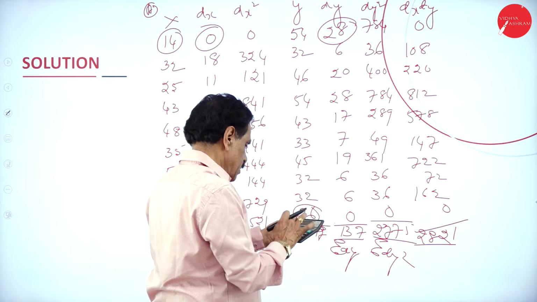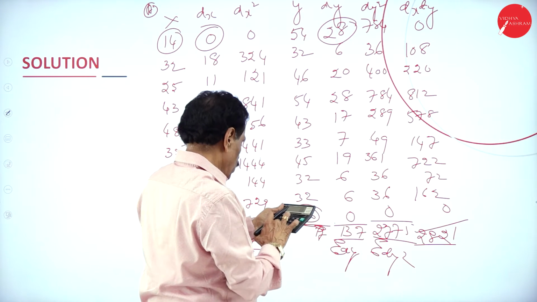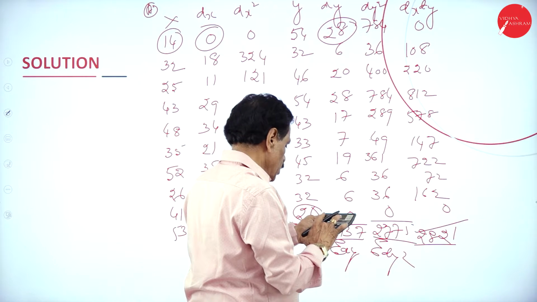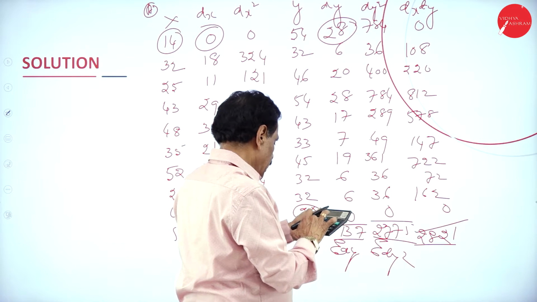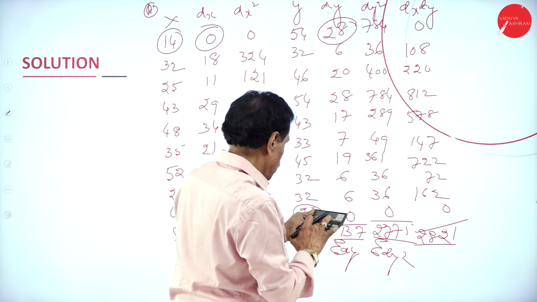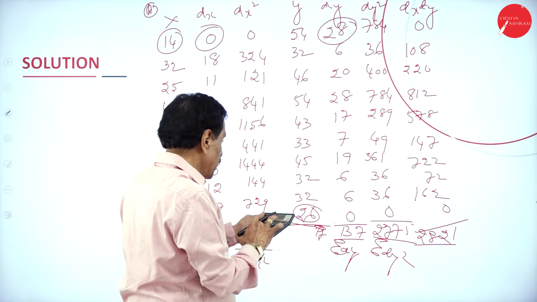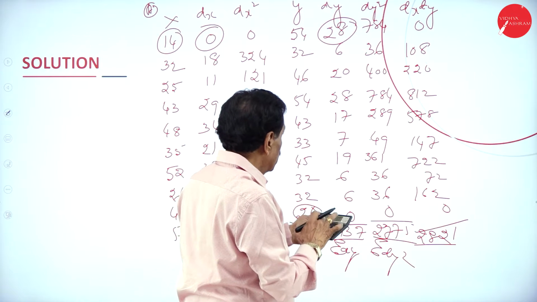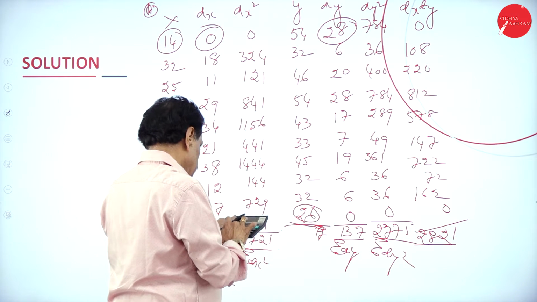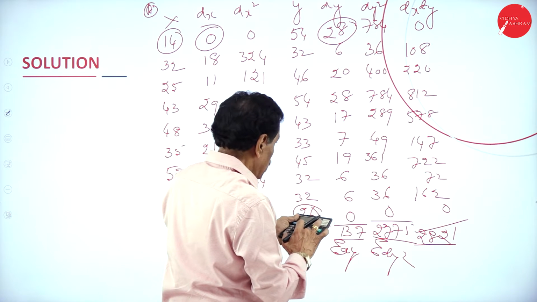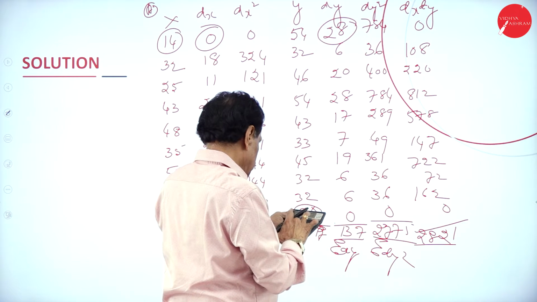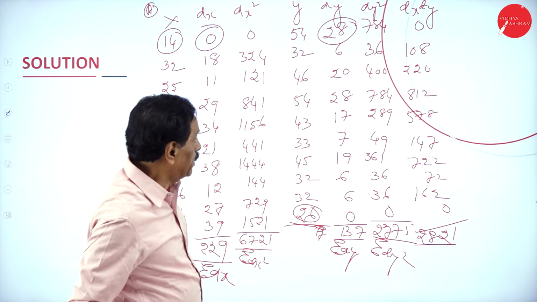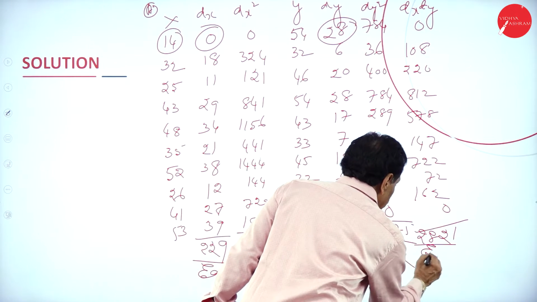108 plus 220 plus 812 plus 578 plus 147 plus 722 plus 72 plus 162 is 2821. Correct? Sigma dx dy.